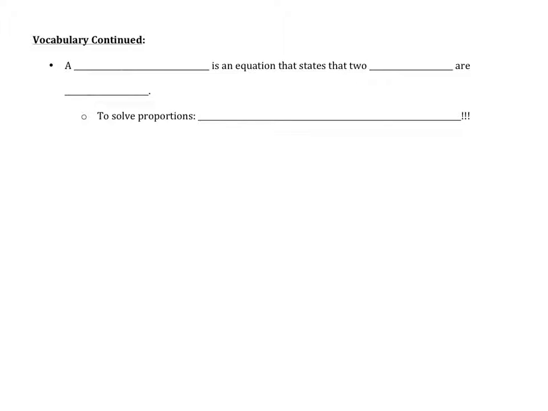Let's continue some vocabulary. A proportion is an equation that states that two ratios are equal. And to solve proportions, you always cross multiply. You guys have done some cross multiplying with proportions before, so the next examples will just be some review.